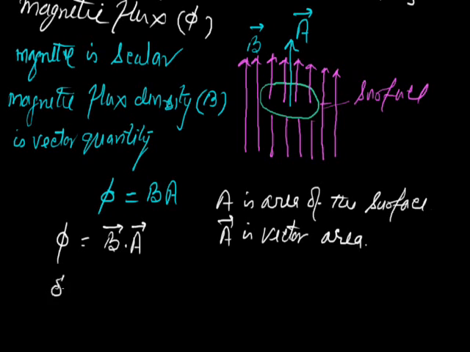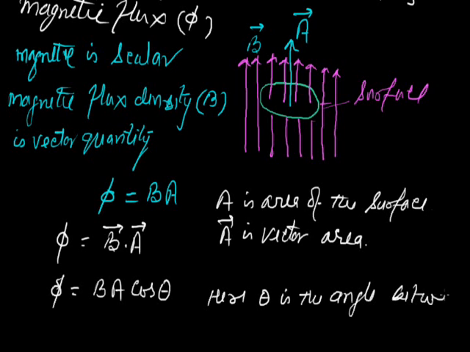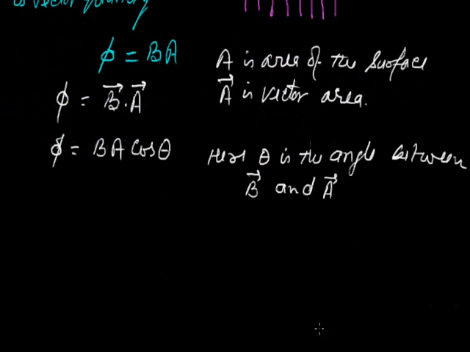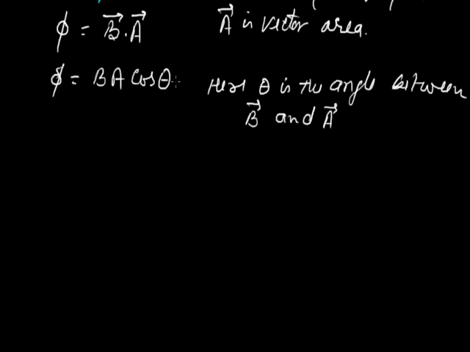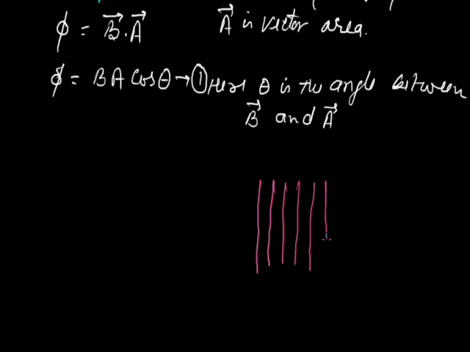Or we can also write phi will be BA cos theta. Here theta is the angle between B and vector area A. With the help of figure, suppose this is equation 1, suppose this one is B, this is any surface, this is a uniform magnetic field, direction is upward. That's magnetic field intensity B or magnetic field B.